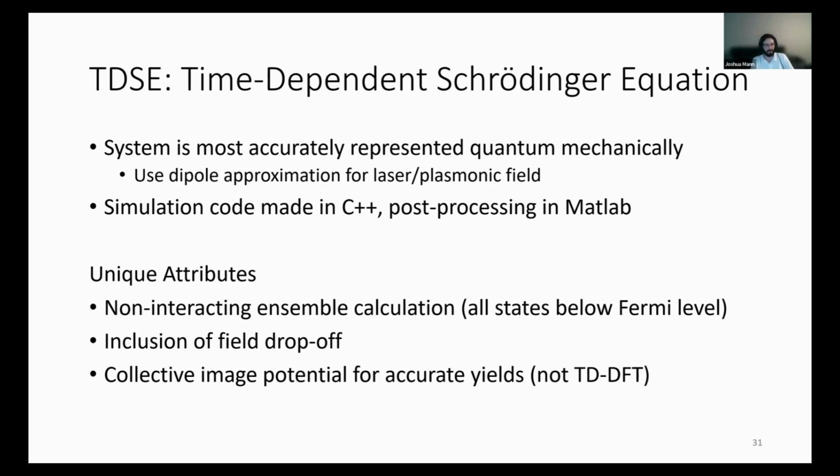There's also the inclusion of the field drop-off, which most calculations don't include, or actually I don't think I've seen a TDC calculation that includes it yet, other than my own. And then the collective image potential. It's quite important to get accurate yields, but it's not technically TD-DFT. I'm not including any exchange correlation functional, even though this image potential is a density functional.